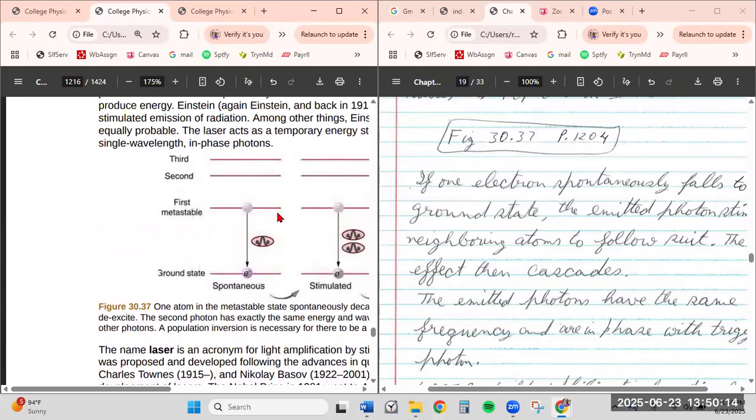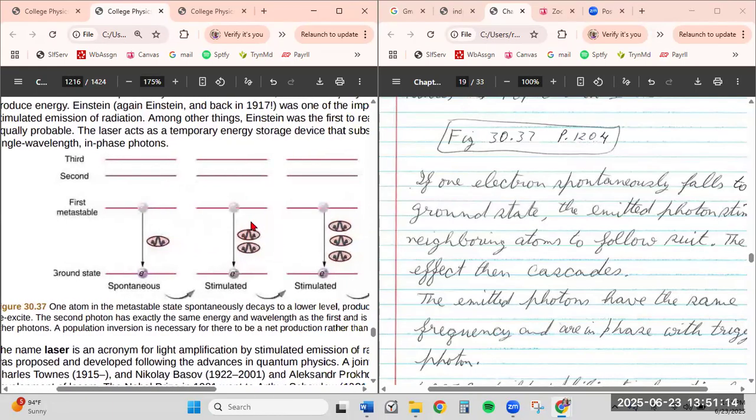The atoms remain in the first metastable state for a prolonged period of time. And then out of all the atoms in the sample, if one of them happens to fall back to the ground state due to a spontaneous de-excitation, so this happens on its own, in that process it's going to release a photon. And this photon will, so to speak, wake up the other atoms in the metastable states. When the next door neighbor sees this photon being released, it also ends up falling to the ground state. And that transition is a stimulated de-excitation. This was spontaneous, but this is stimulated. It's stimulated by this photon.